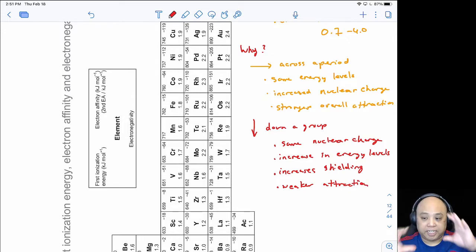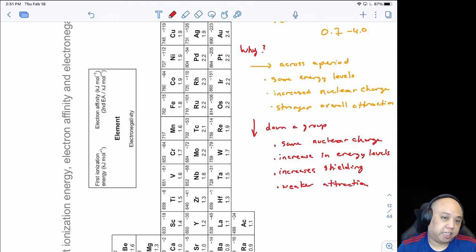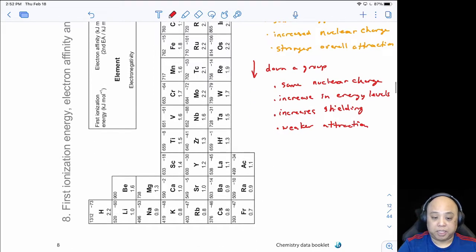Because shielding is the inner electrons inside an atom. And the more inner electrons you have between the nucleus and the valence electrons, the more that attraction is kind of deflected or contained before it reaches the valence electrons. So the attraction is actually weaker for the nucleus to the outermost. That's why the ionization energy goes down, because the more inner shells you have, the weaker the attraction, the less energy it takes to remove an electron.